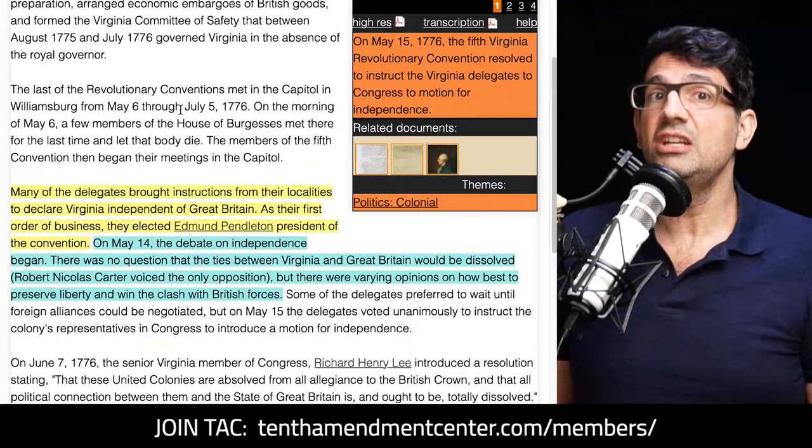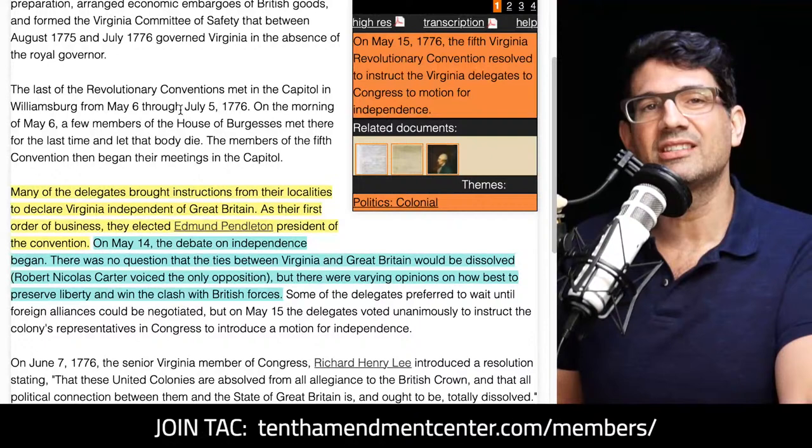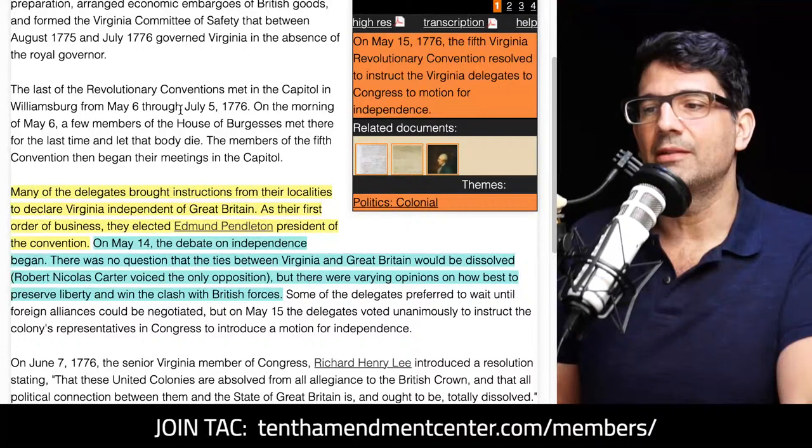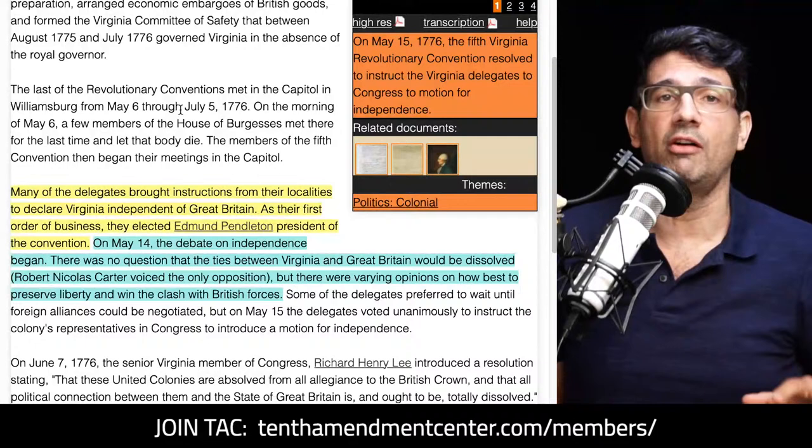As their first order of business, they elected Edmund Pendleton president of the convention. And on May 14th, the debate on independence began. There was no question that the ties between Virginia and Great Britain would be dissolved. They were fully on board. This was going to happen.